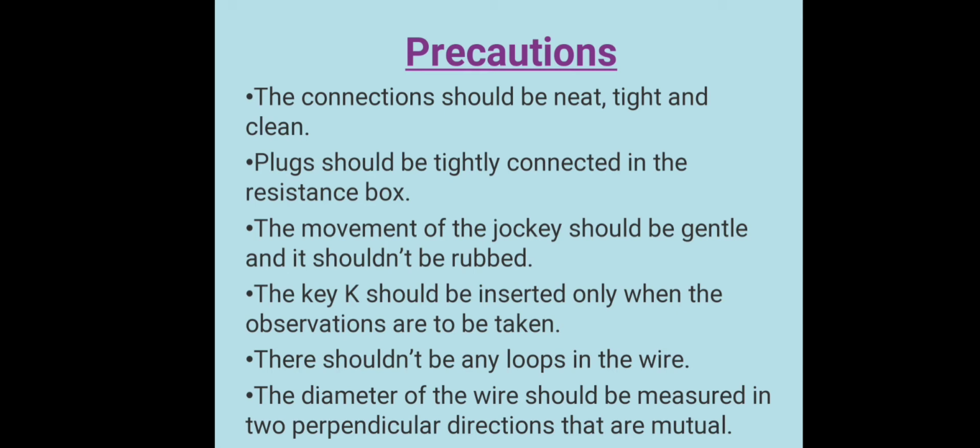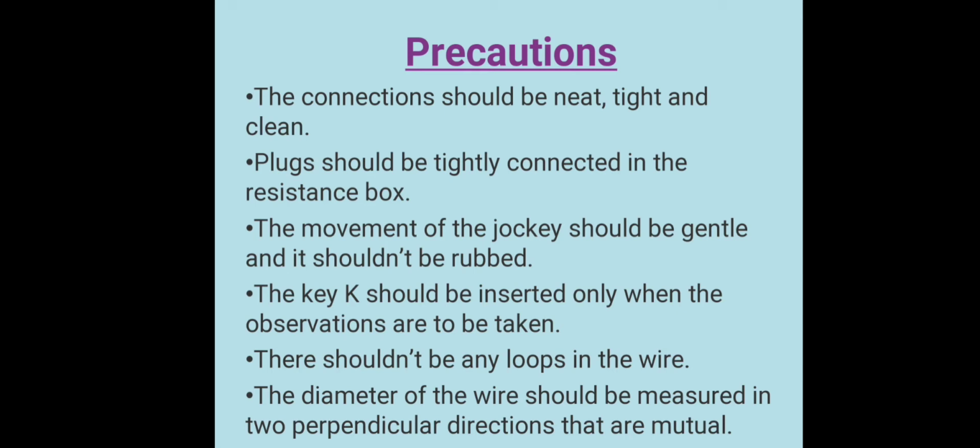The key K should be inserted only when the observations are to be taken. Normally in these experiments dry cells or primary cells are used. So if we keep the switch intact, it might drain the battery. So we must take out the key after the experiment. There shouldn't be any loops in the wire. Can you tell why?